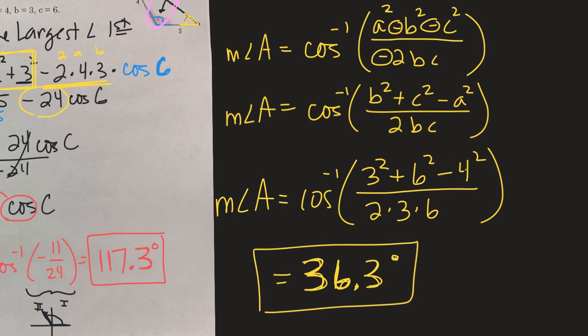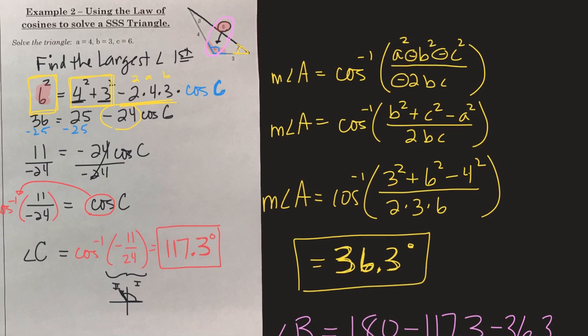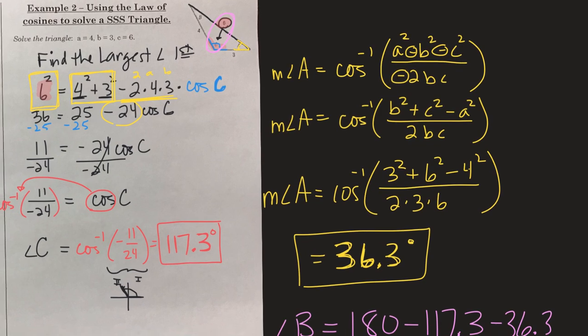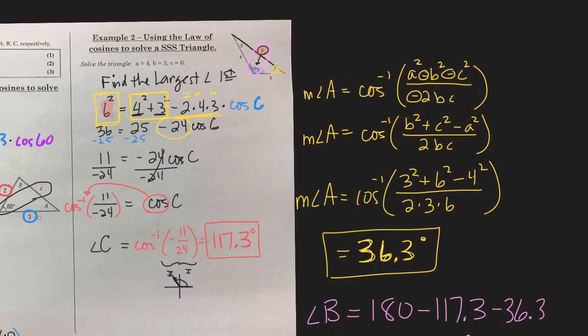But always and forever, anytime we have two angles, we find the third angle, in this case angle B, by doing 180 minus the other two angles. There's no easier way to find an angle than to use geometry and just subtract. That gives 26.4 degrees. Okay, so this always works.